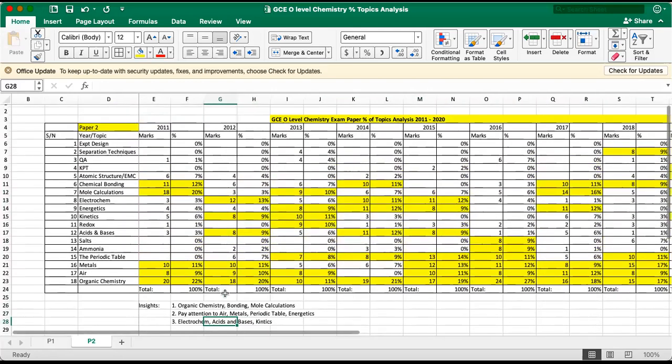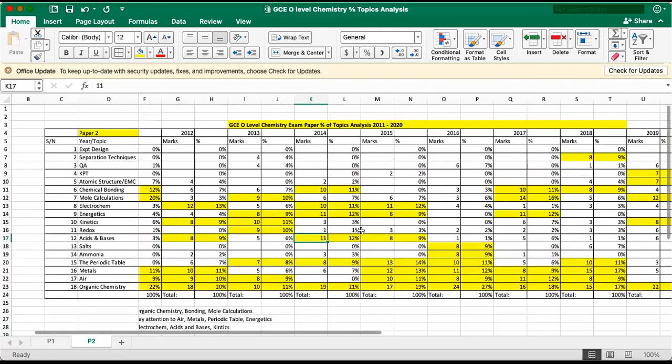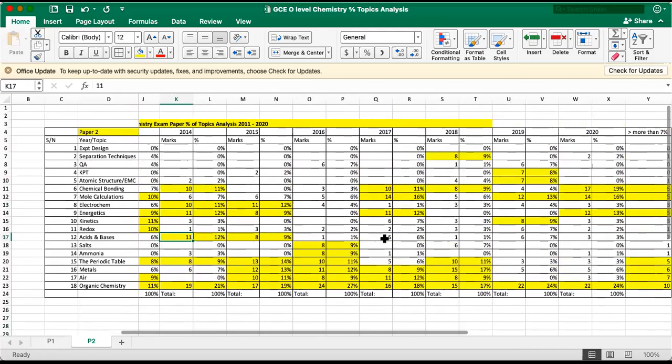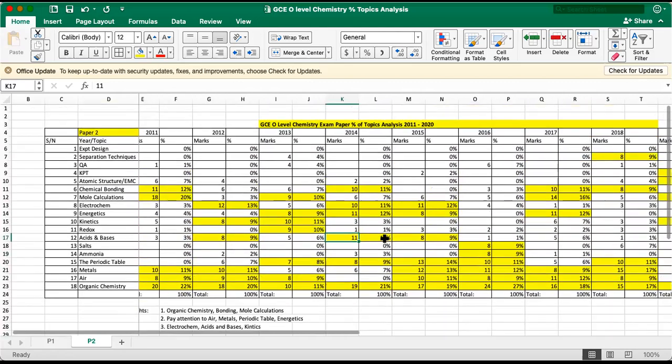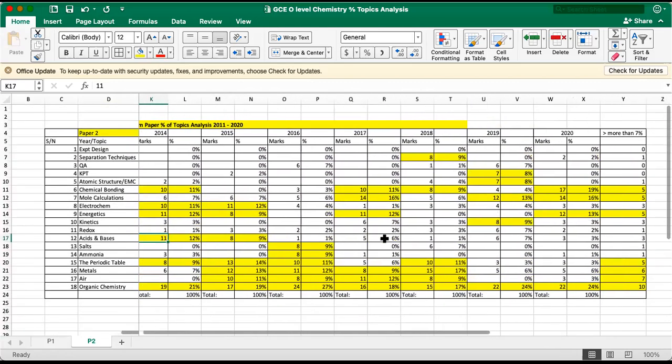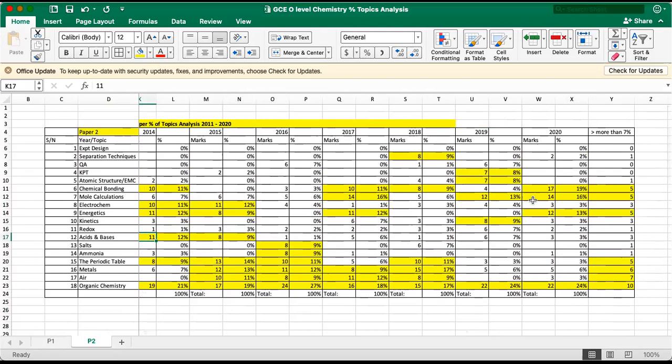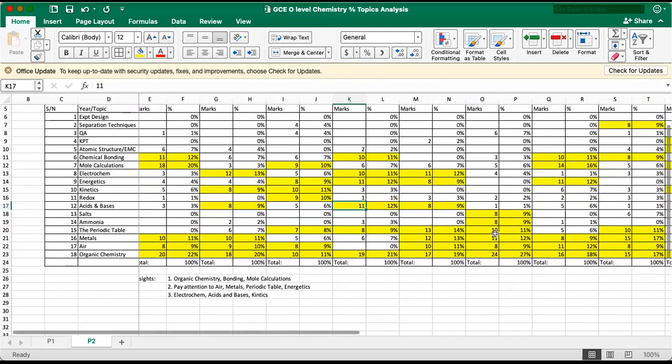Acid bases used to be quite high because there used to be a trend on titration curve. But then they suddenly stopped. Since 2016, we don't see much of that kind of questions. So it's not the trend. The trend is more towards energetics in recent years. The long question is an energetics question and a question on redox. Yes, redox with some more calculation. That was the recent papers.